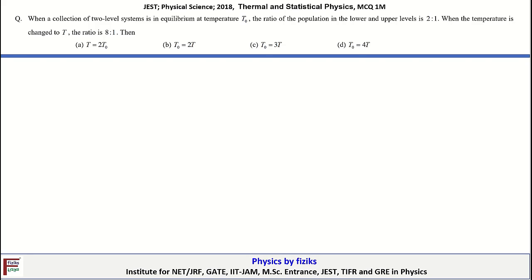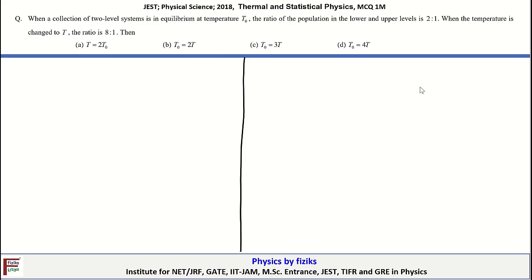The statement is, when a collection of two level system is in equilibrium at temperature T naught, the ratio of the population in the lower and upper level is 2:1. When the temperature is changed to T, the ratio is 8:1. Then we have to find the appropriate relationship between T and T naught. Okay, so let's try to understand this problem.